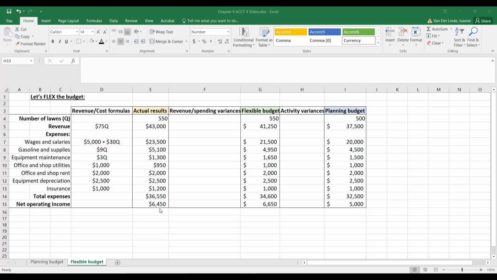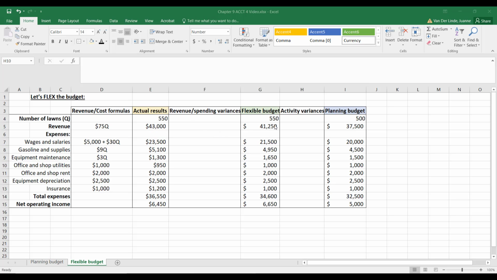Because your actual numbers are your actual numbers. There's no formula necessarily that we use to get to these. That is what our revenue was, and that is what our expenses actually came out to be. But the flexible budget, we actually use cost and revenue formulas to find its numbers. But what do the both of them share?